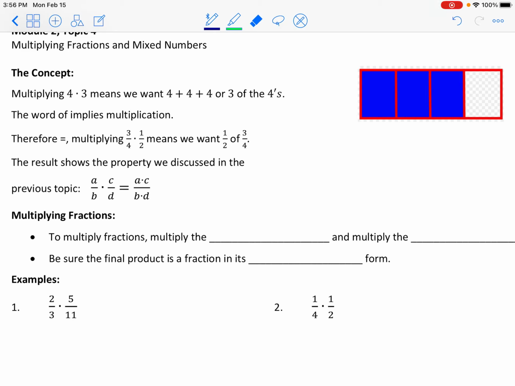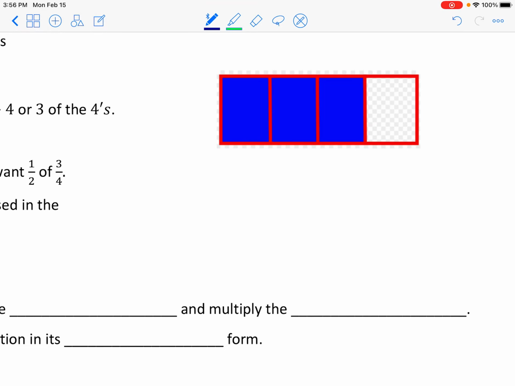So when we're looking at something that's a little more abstract, like 3/4 times 1/2, well, that means I want half of 3/4. So half of 3/4. What does that look like? Well, here's what 3/4 looks like, right? If I said I wanted half of 3/4, 1/2 of this 3/4, that's the result of multiplying 1/2 and 3/4.